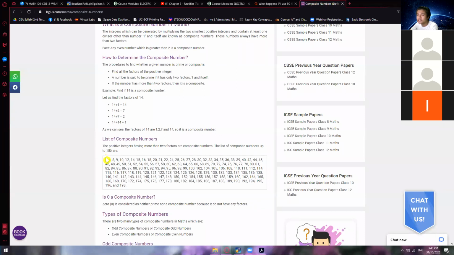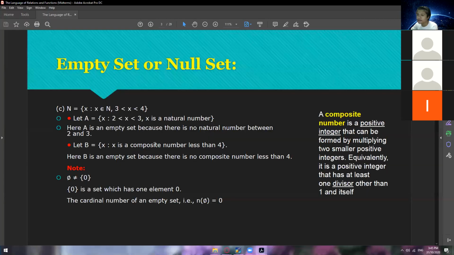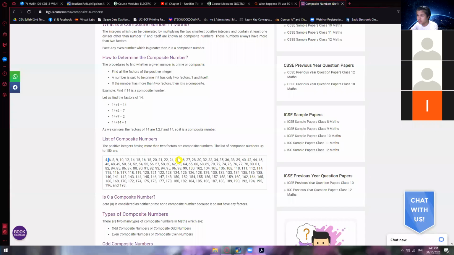Okay, let's see. 4, 6, 8, 9, 10. But in here, I see. So may bad. So 4 is part of the composite number. Okay, pero sabi kasi dito, less than 4. So we're only going to consider 3, 2, and 1. Okay? So if you're going to analyze it, 3, 2, 1 is not a composite number because our minimum is 4. Okay, and above. So nandito na yun, nakalista na dyan lahat.